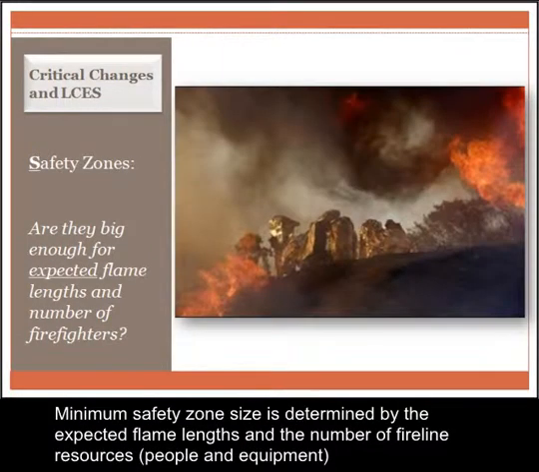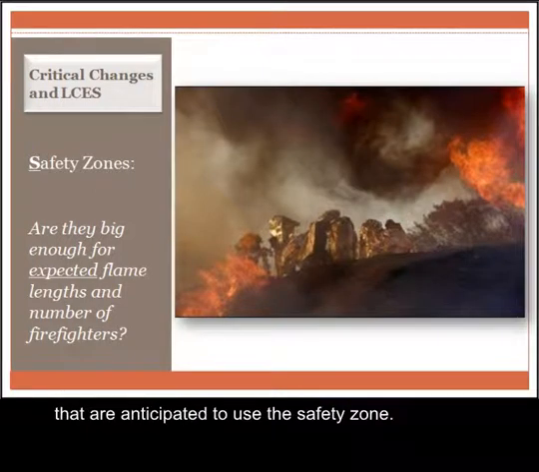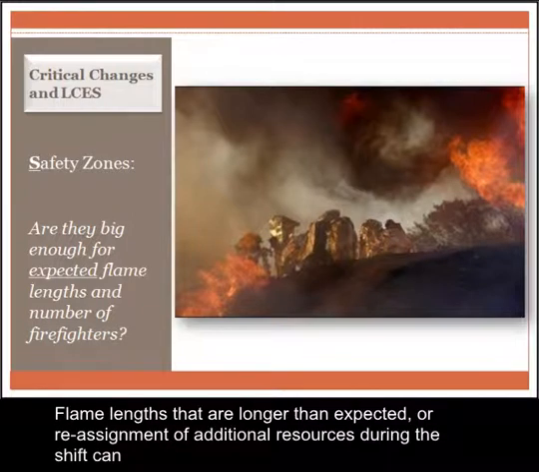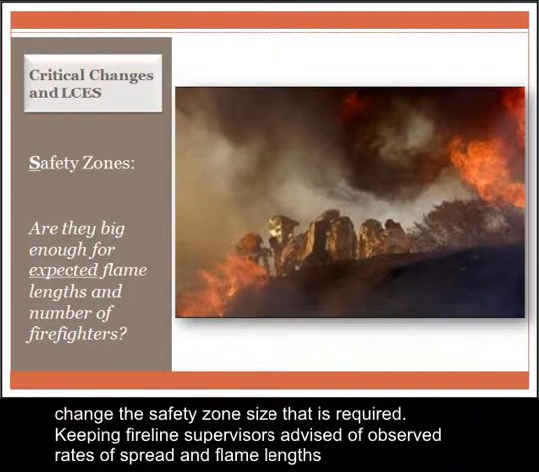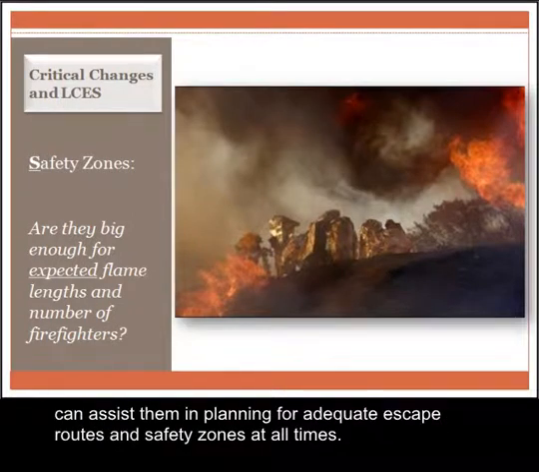Minimum safety zone size is determined by the expected flame lengths and the number of fireline resources, people and equipment, that are anticipated to use the safety zone. Flame lengths that are longer than expected, or reassignment of additional resources during the shift, can change the safety zone size that is required. Keeping fireline supervisors advised of observed rates of spread and flame lengths can assist them in planning for adequate escape routes and safety zones at all times.